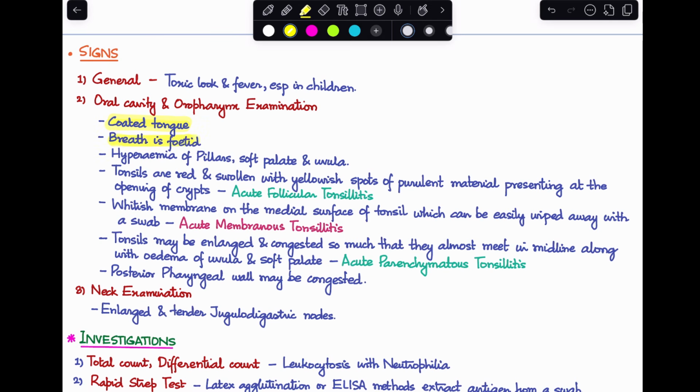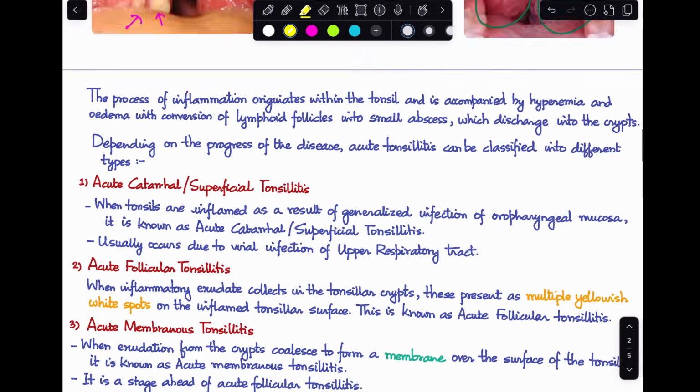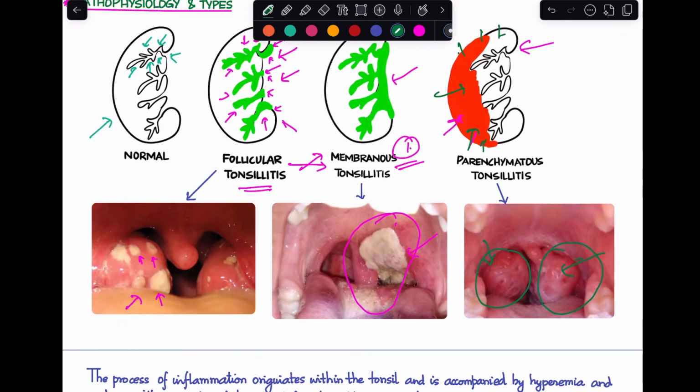Then, when you check the oral cavity and the oropharynx, you'll see that there is hyperemia of the tonsillar pillars, the soft palate, as well as the uvula. Now, based on the type of the tonsillitis, each of the patients will look different. So, if it is a case of acute follicular tonsillitis, as I showed in the picture above, let's look at the image again. The tonsils are going to be very reddish and very swollen, and you'll see these yellowish white spots of pus or purulent material presenting at the opening of the crypt. This will be diagnostic of acute follicular tonsillitis.